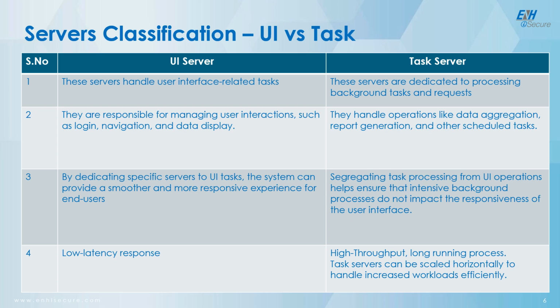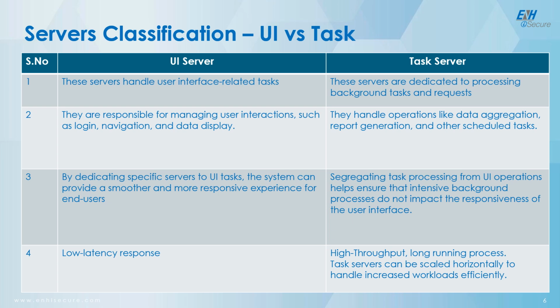SailPoint classifies the servers into two types: UI servers and task servers. We would like to understand what the main differences between them are. UI servers handle the user interface related tasks, such as managing user interactions like login, navigation and data display, while task servers are dedicated to processing background tasks and requests, such as data aggregation, report generation and other scheduled tasks.